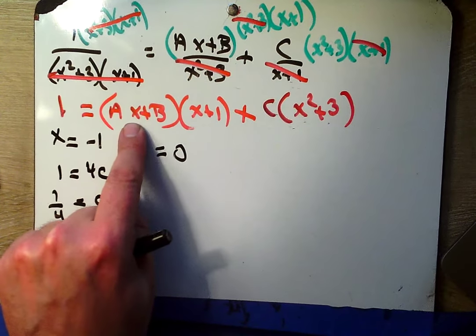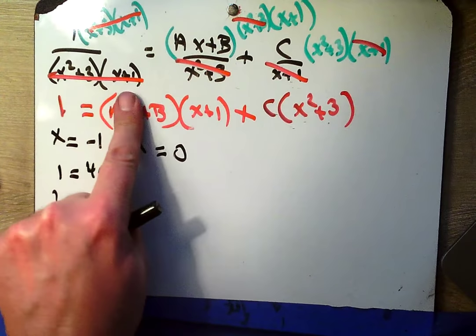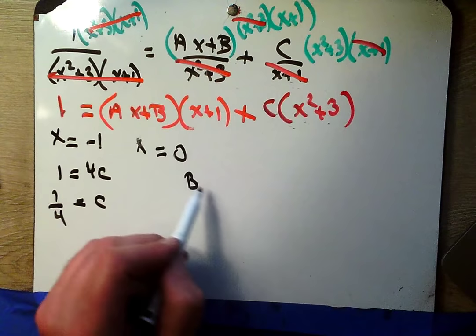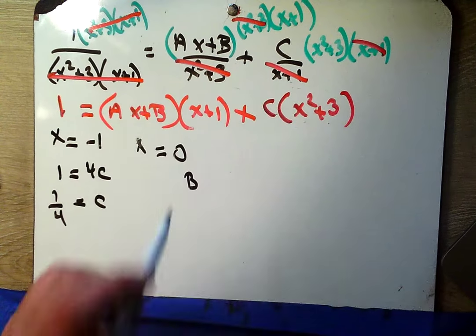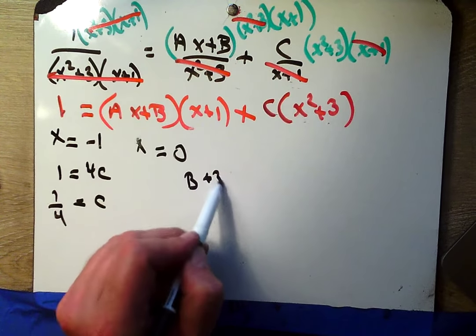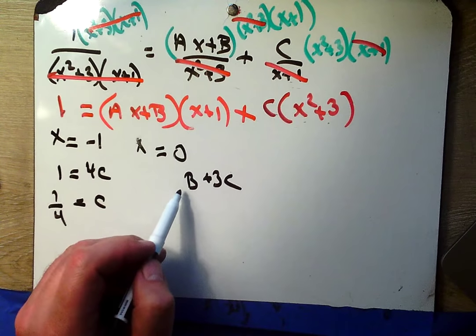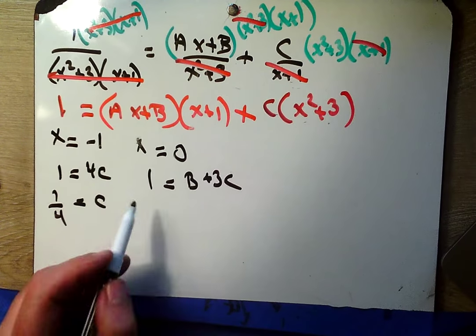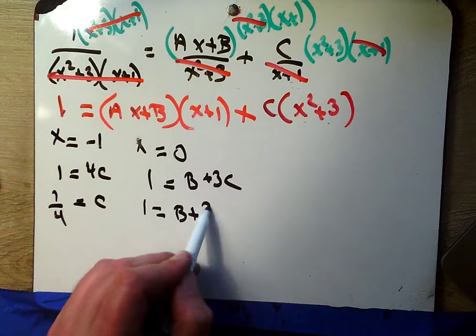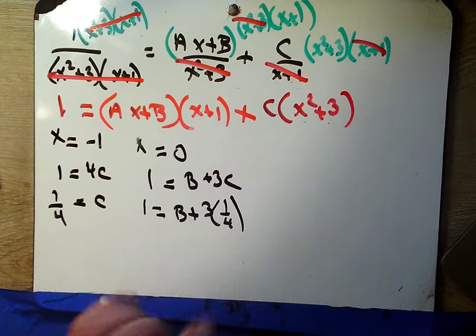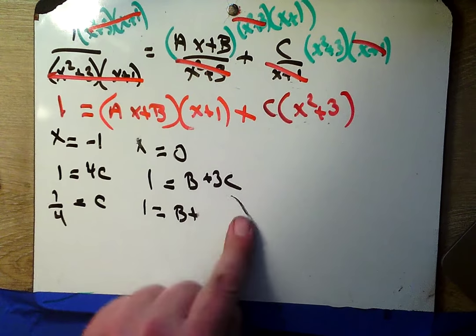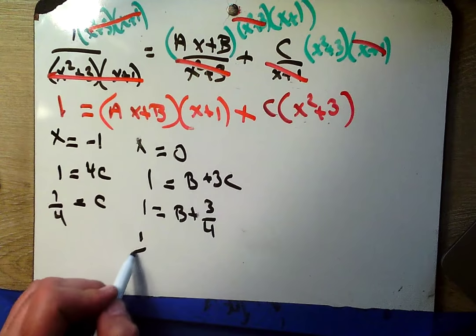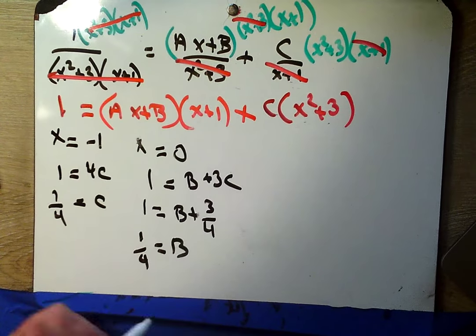Now, what about x equals 0? That's a magic number. So that's going to go away, and that's just going to be a 1. So I'm going to have 1 times b. And then here, 0 plus 3 times c is 3c equals 1. Well, luckily we know what c is. So 1 equals b plus 3 times 1/4, 3/4. And if I subtract 3/4 from 4/4, I get b is also 1/4.